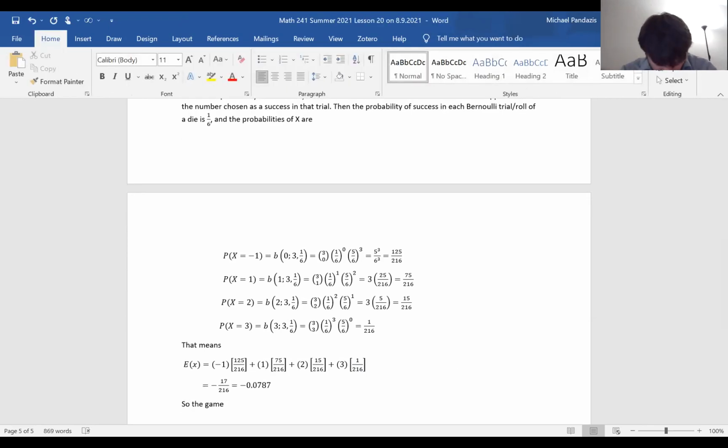So the game is not a fair game. Okay, on average, if a player plays the game many times, you should expect that on average, he or she will lose about 8 cents per game.